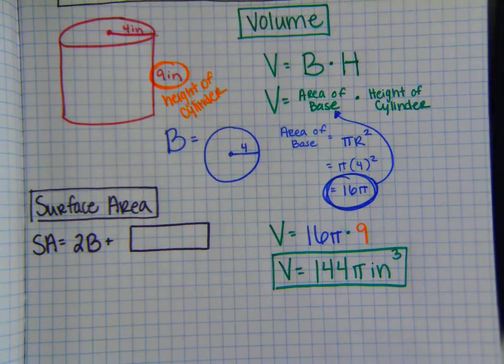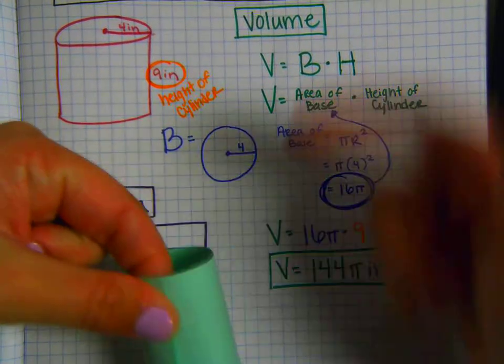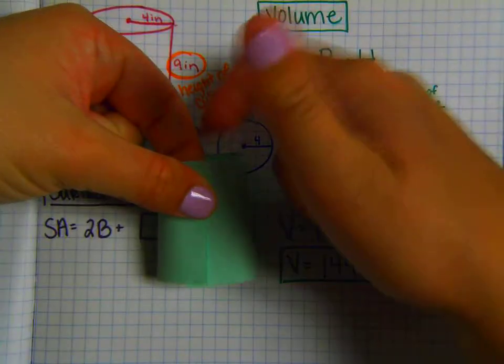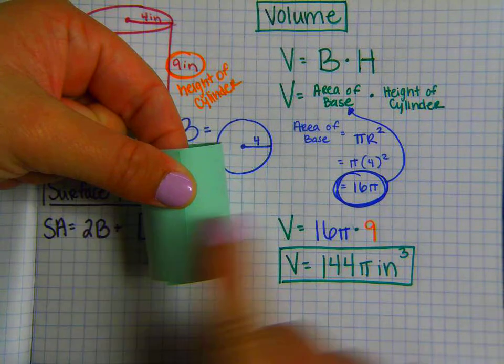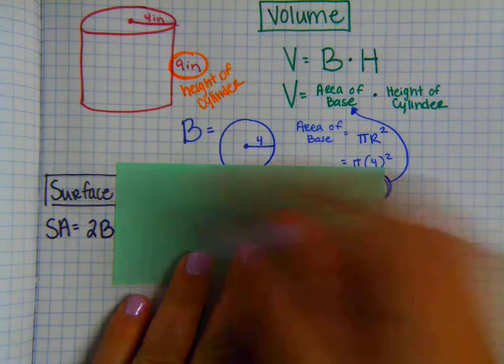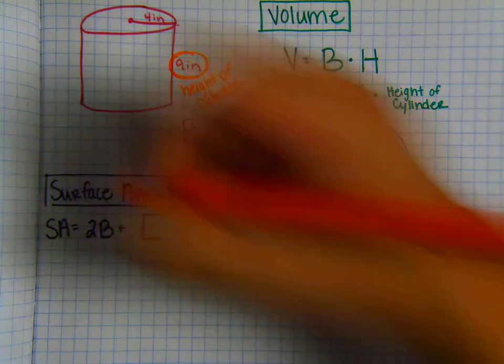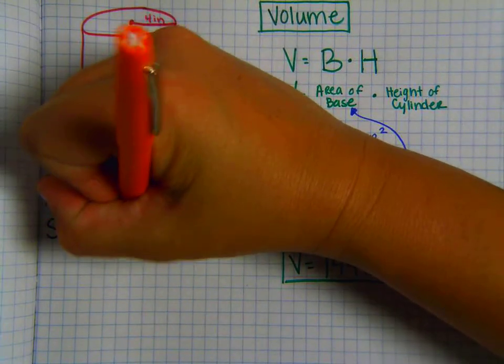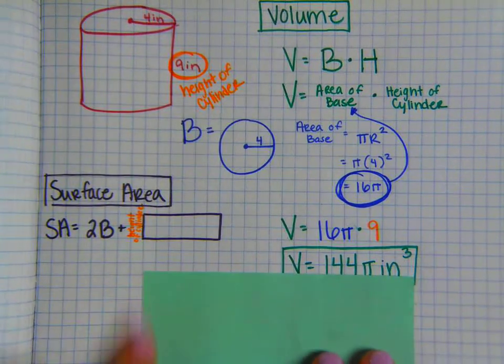Well, let's say I have this green piece of paper that makes my cylinder. So first off, the 2 B's come from this base and this base, so I have 2 of these faces. And then I have this face that's wrapped all the way around. Now when I unravel it, it makes a rectangle. The height of this rectangle is the height of the cylinder, going up in that direction.